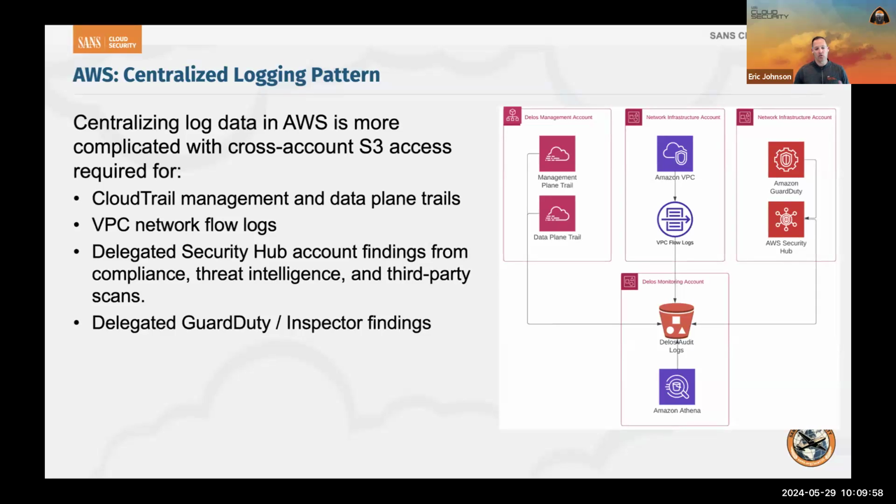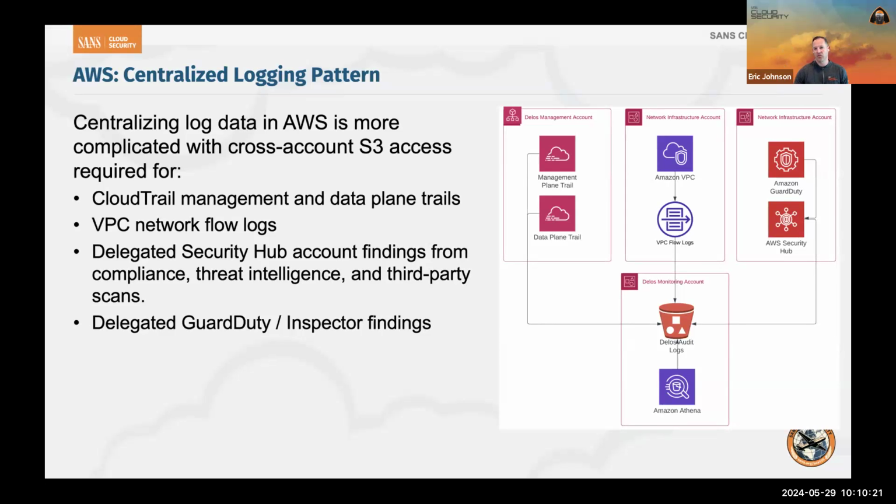So if you go into CloudTrail, for example, and you configure your management and your data plane trails for the entire organization, and you're going to choose this central audit logs bucket that's inside of a monitoring account in your org. That's a cross account write from an S3 perspective. So what you'll have to do is actually go to that Delos monitoring account.